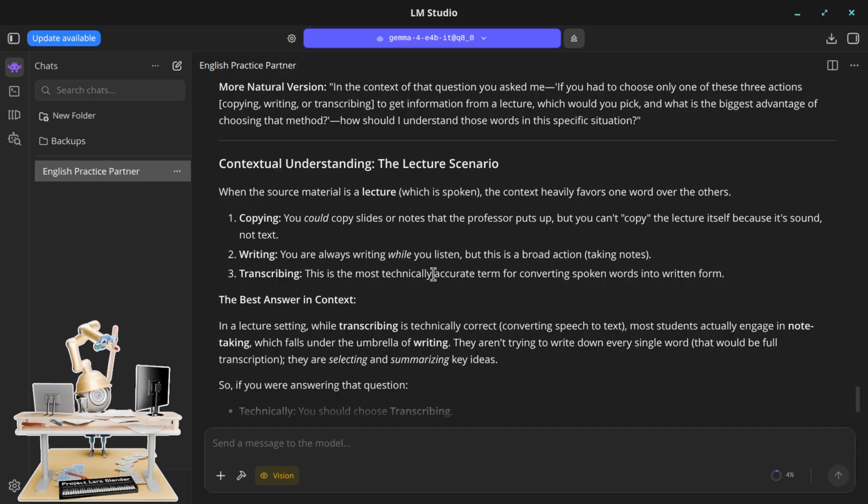Okay, when the source material is a lecture which is spoken, the context heavily favors one word over the others. Copying. You would copy slides or notes that the professor puts up, but you can't copy the lecture itself because it's sound, not text. I see. Okay. You cannot really. Okay, writing. You are always writing while you're listening, but this is a broad action.